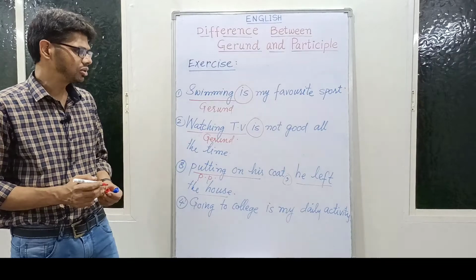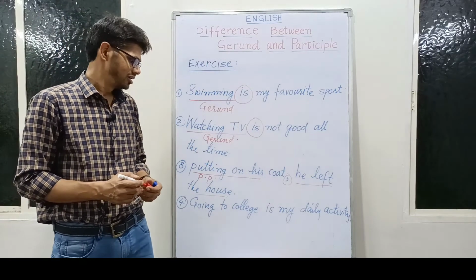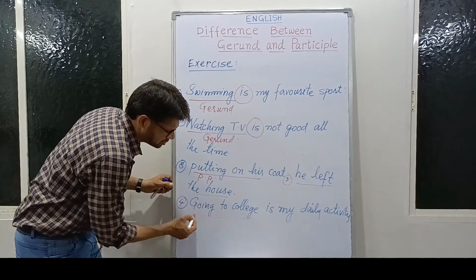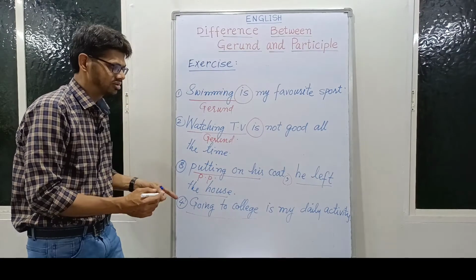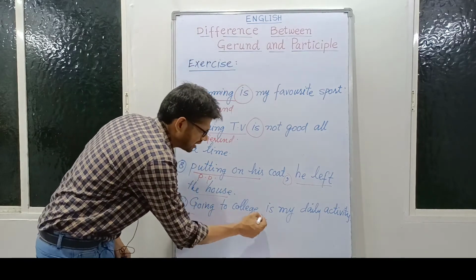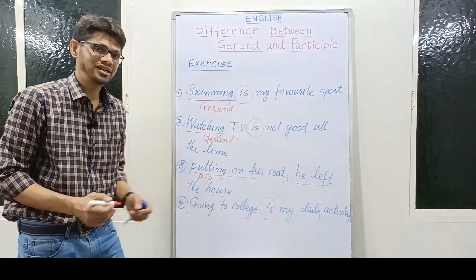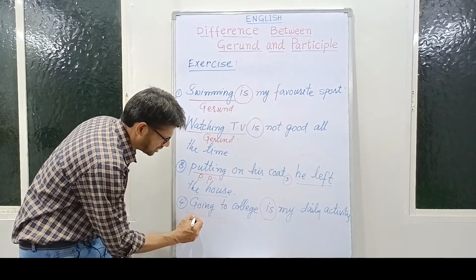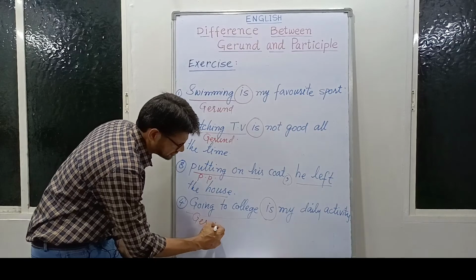Last: Going to college is my daily activity. Again, you can understand that going to college is my daily activity. So after that you can understand that is. So here, going to college: going is not a present participle, it is a gerund.